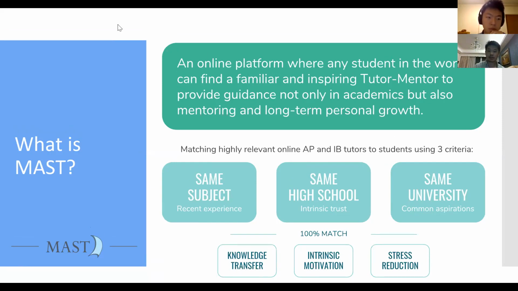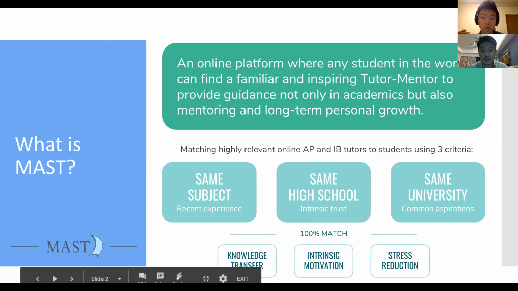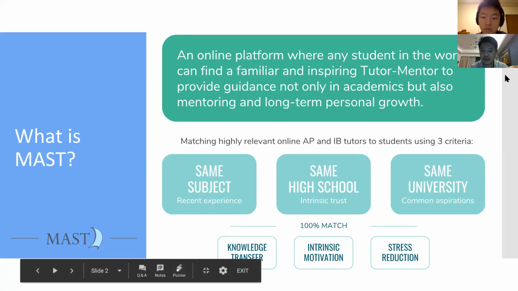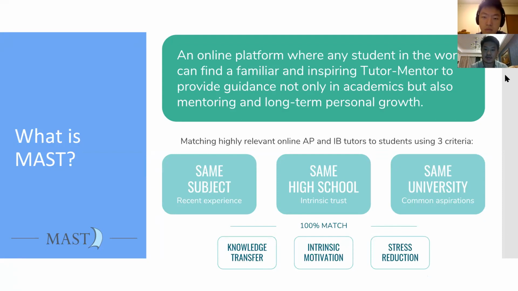So again, what we try to do is match students to tutors who have high relevance to the student. What we find is that with these types of matches, the student is able to gain knowledge transfer from the tutor and also get a sense of intrinsic motivation. Intrinsic motivation being that they're motivated internally rather than externally. And ideally, through having a tutor that has been through the same system, there's a form of stress reduction both on the student and parent side. I think for a lot of the IB tutors and a lot of the AP tutors, they have been through the experience, so they understand what students and parents are worried about. And that's where our tutors can help.